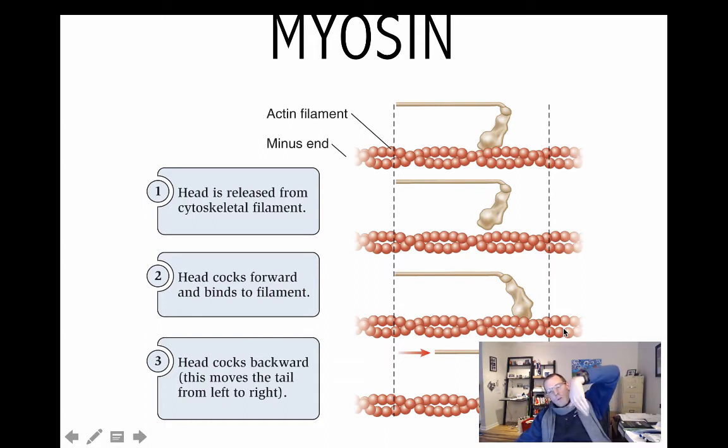So either the motor protein can crawl along the actin filament, or it can cause the actin filament to be pushed under it. So there's two types of motion. Myosin here is moving towards this end, and so it's called a plus end directed motor. So that's how myosin works.